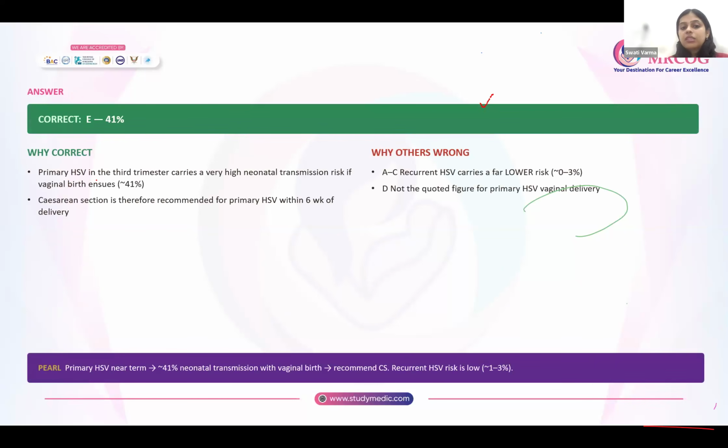primary HSV in the 3rd trimester carries a very high neonatal transmission risk if vaginal birth ensues by any chance, by her choice, and the risk is 41%. C-section is therefore recommended for primary HSV within 6 weeks, especially if primary episode is occurring within 6 weeks of delivery. And even if any time it is occurring in 3rd trimester, counsel her to undergo a cesarean section. Recurrent HSV carries a far lower risk, approximately 0 to 3%.